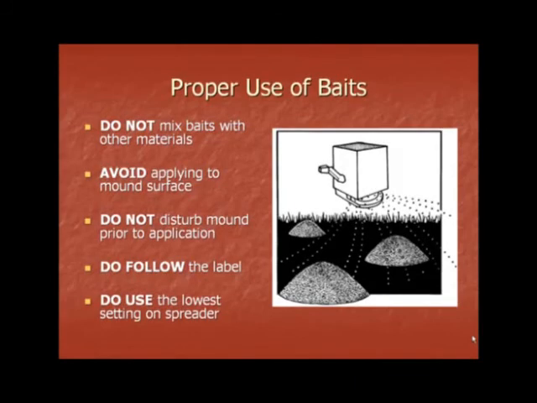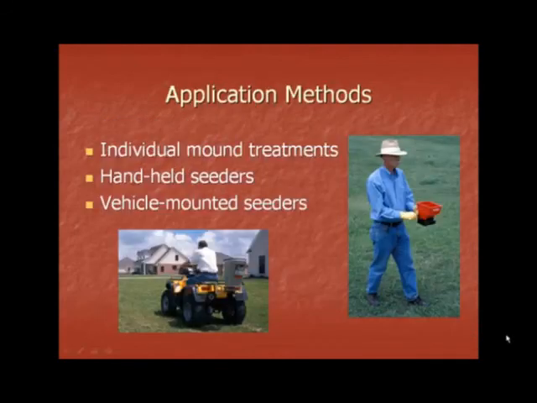Do follow the label directions. The label is the law, and it will tell you everything you need to know. Do use the lowest setting on the spreader. This will prevent you from over-applying the bait. There are different application methods for applying baits. These include individual mound treatments, handheld seeders, or vehicle-mounted seeders.